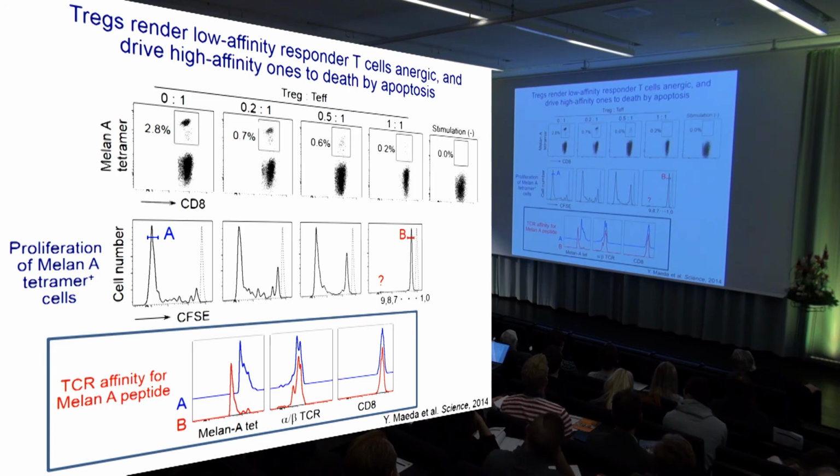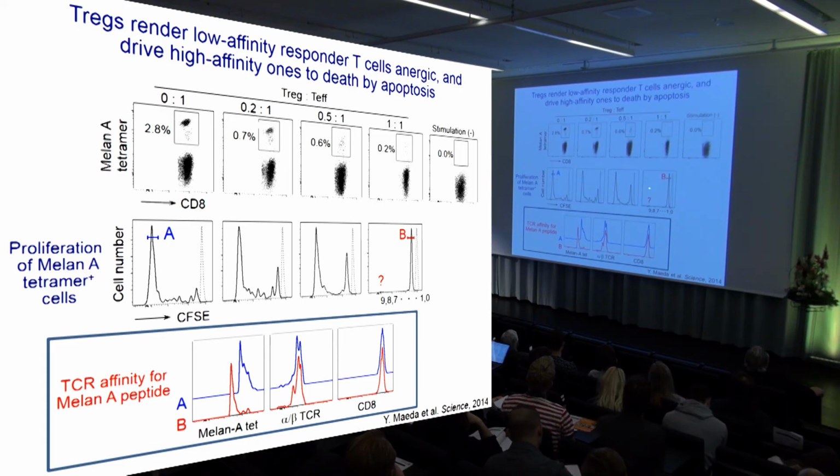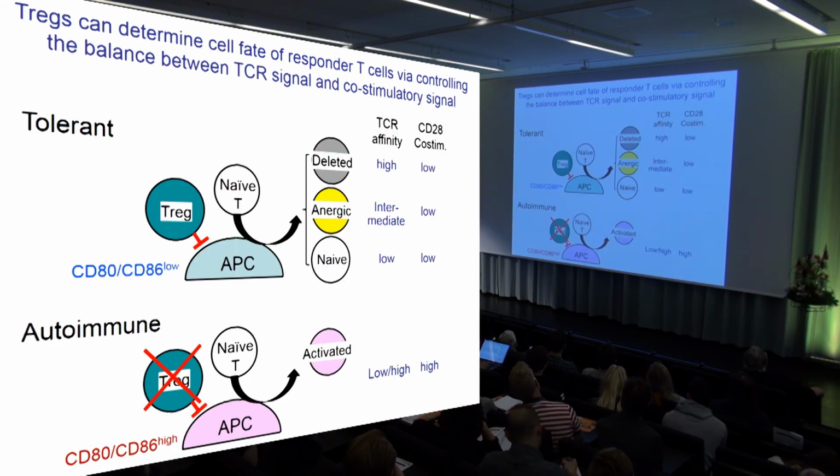And if you compare TCR affinity, the Melan-A tetramer stains these Melan-A specific T cells. If it's higher stained, this is a higher affinity. If it's lower, it's a lower affinity. So if you compare A and B, A is higher in affinity. And what we found is that in the presence of Treg, some T cells become anergic, but the higher affinity ones disappeared. So this means that in the presence of Treg, some of the low affinity ones become anergic, but the high affinity ones are put to death by apoptosis. So this is what we see in these experiments.